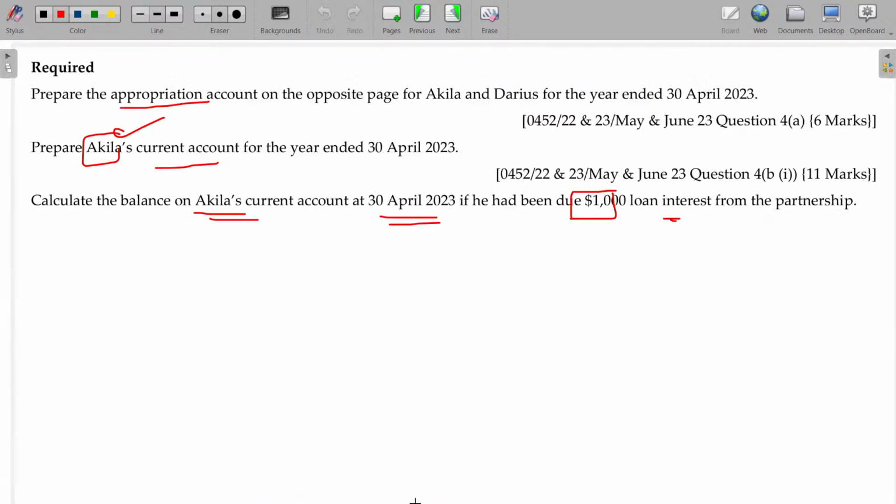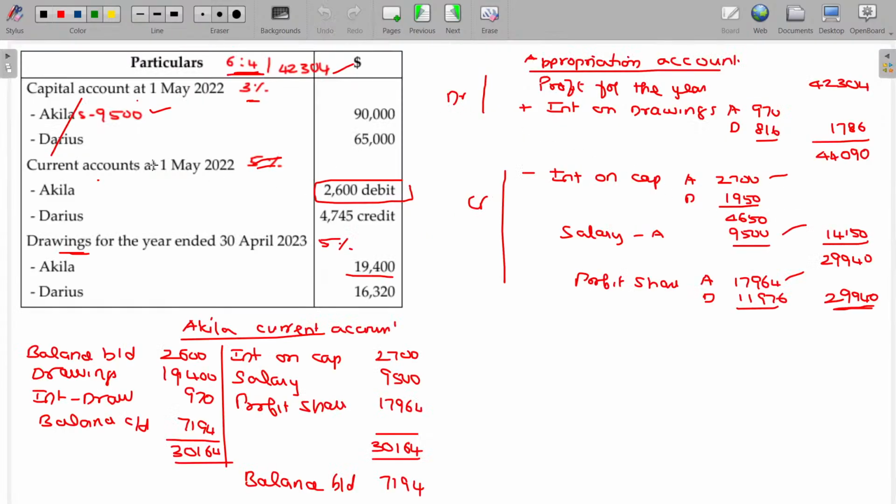That's one more variation, the last question. Calculate the balance on Aquila's current account if he had been due 1,000 loan interest from the partnership. Suppose the partnership firm has to pay this to Aquila.